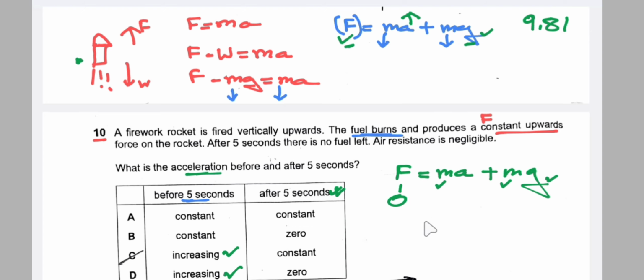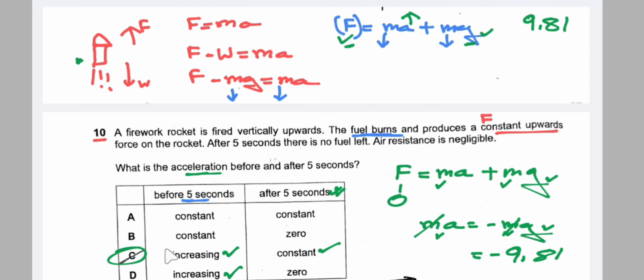As the force is 0, if we rearrange this equation, then mass times acceleration is equal to negative mg. And gravitational field strength is constant, mass is constant. As the mass is constant on both sides, we can cancel each other out, and acceleration is equal to negative g, that is negative gravitational field strength. And gravitational field strength is 9.81, that is negative 9.81. So as we can see, acceleration is also constant, that is the negative gravitational field strength. Therefore, acceleration is constant. So the answer is C.